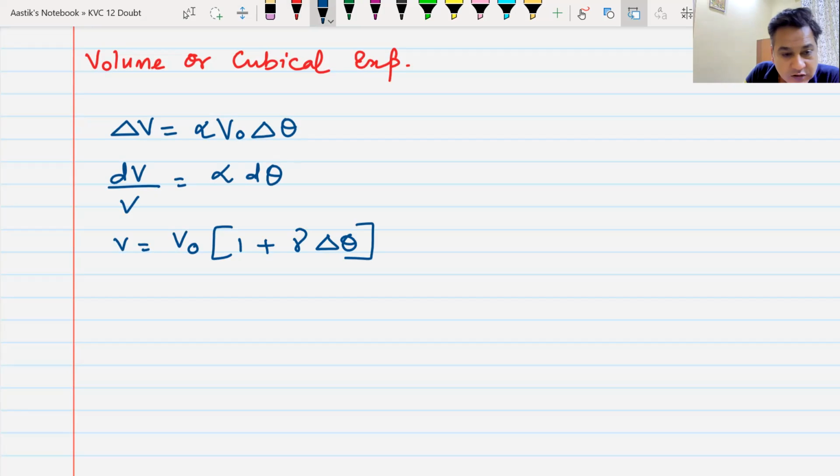We have also seen the relation between alpha, beta, and gamma. Yes or no? Gamma equals 3 alpha. Everyone understands this?